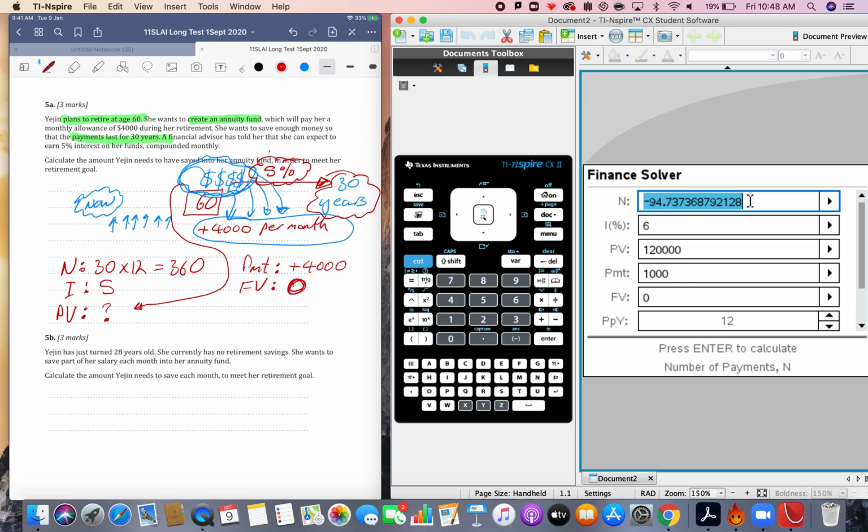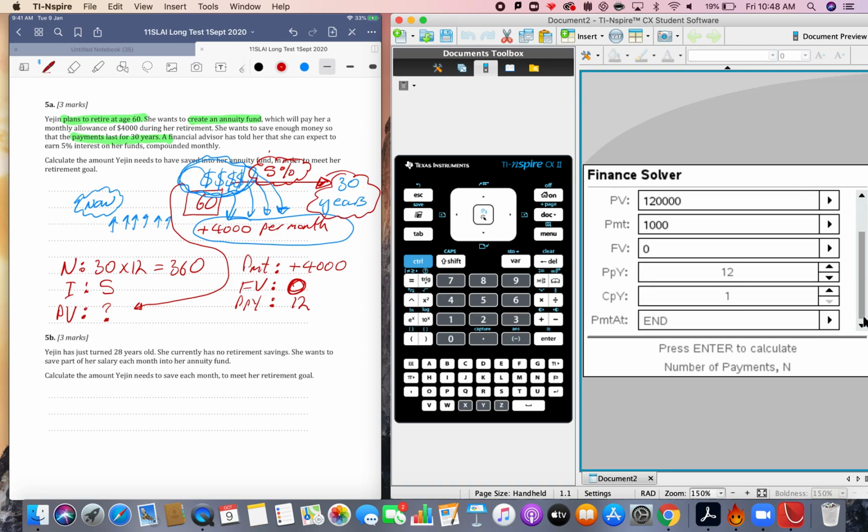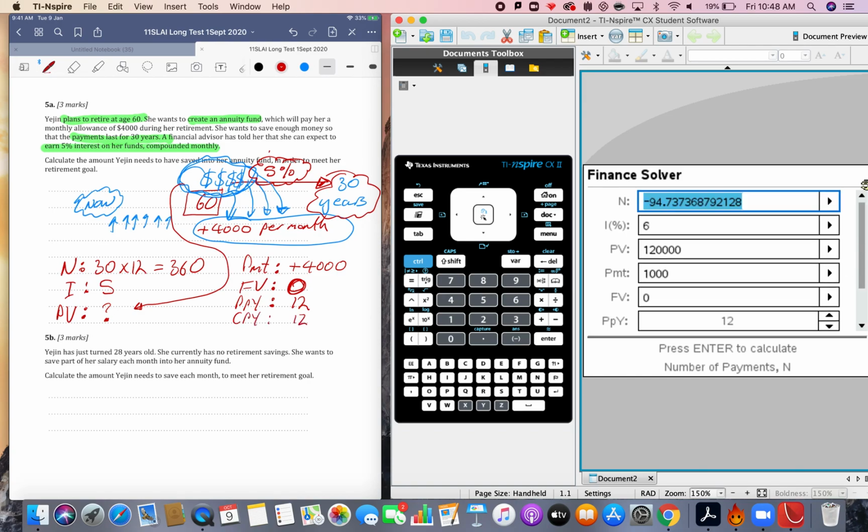And then the PPY, the payments per year, well, you can see she's physically getting 12 payments per year. And then if you look at the CPY, the 5% interest is mentioned here, and straight afterwards it says the 5% is compounded monthly. So the CPY is also 12. So now let's go feed all that in a calculator.